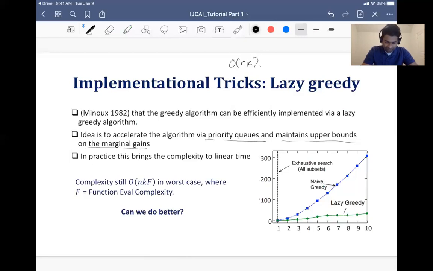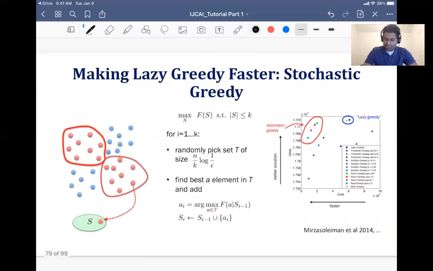If many of you have studied lazy algorithms in a CS algorithms class, I won't go into the exact algorithm right now, but it turns out that this brings the complexity in practice to be something much faster than the naive greedy. The worst case complexity is still order nk, right? So there are functions where you need to do a lot of resorting operations, and then it becomes very close to this. So this is still not that great.